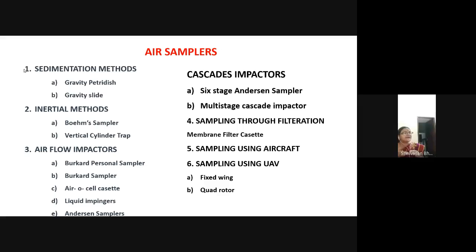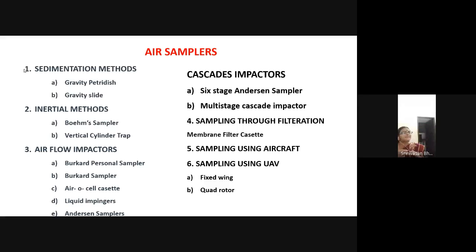Next is sampling using aircraft. So the aircraft, the normal domestic aircraft, or the aircraft which carries luggage, can be used for sampling the airborne microbes as well as the volatile organic compounds which are present in the atmosphere.